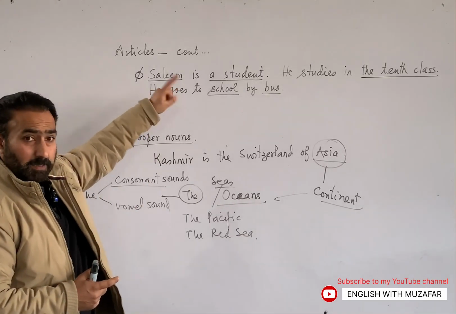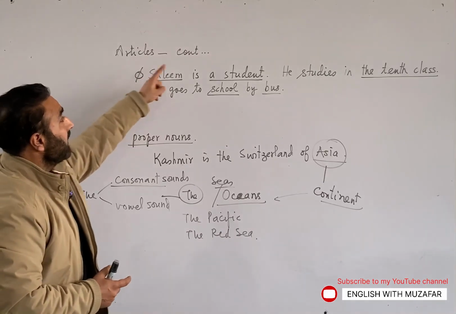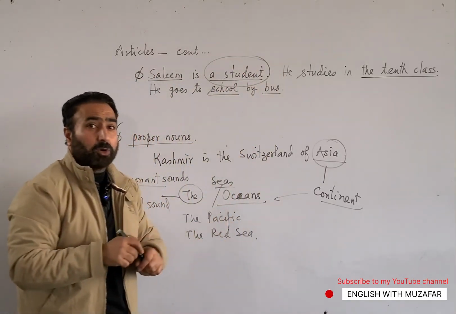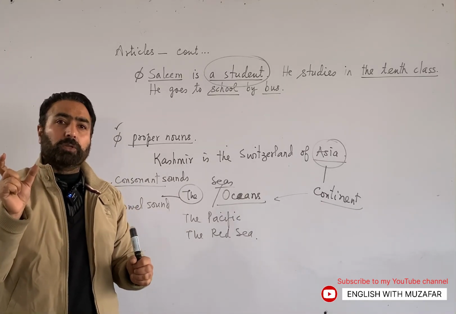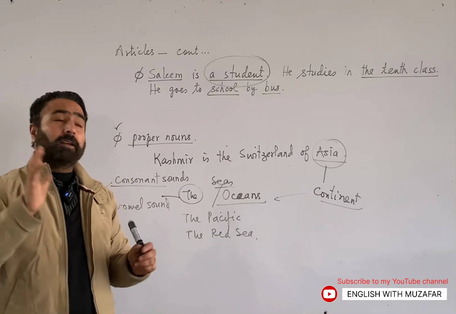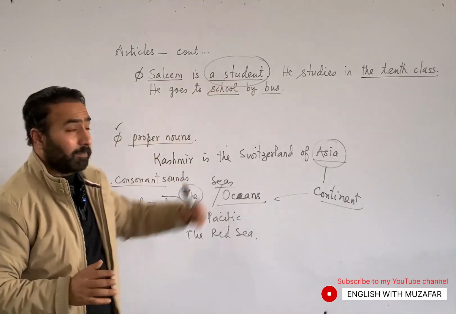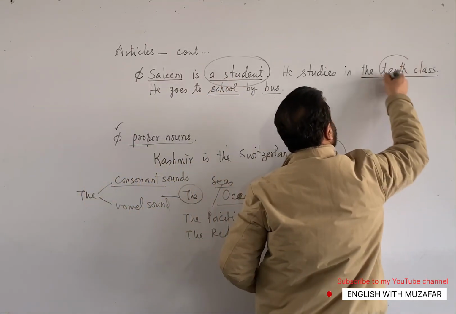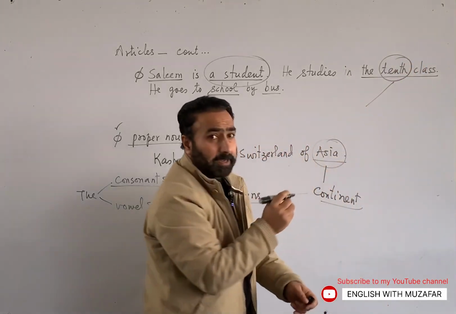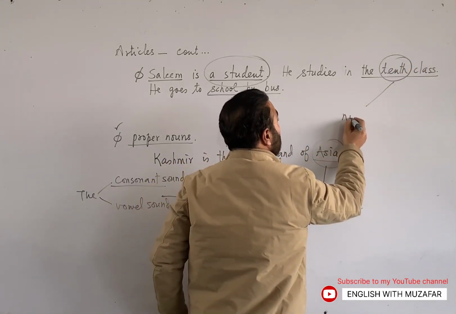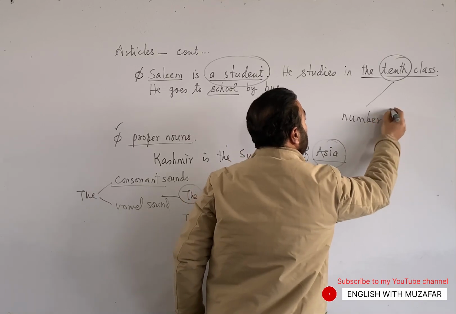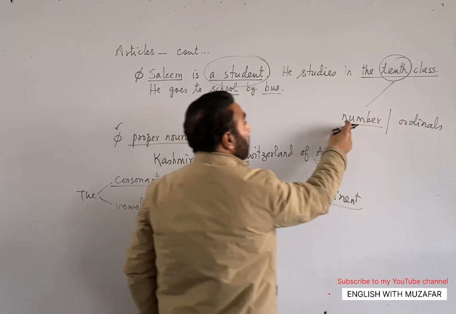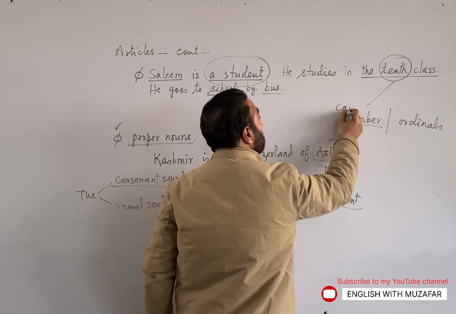Back to this. Let's talk about this. Salim is a student. Why a student? If you recall the last video, a student. There are many students and Salim is one of them. He studies in the 10th class. The 10th class. You have two things here. One is number. Another one is what we call ordinal. Another word for number is cardinal.